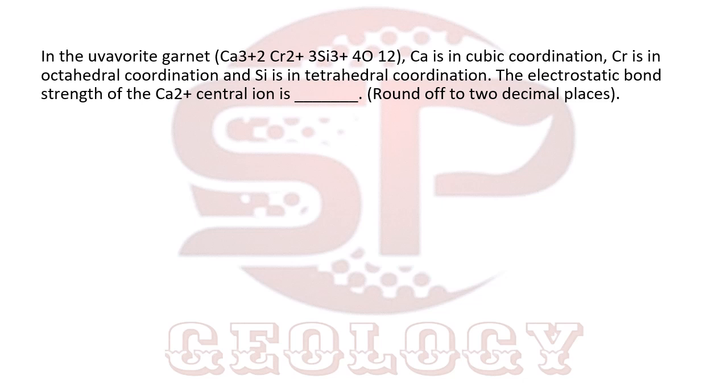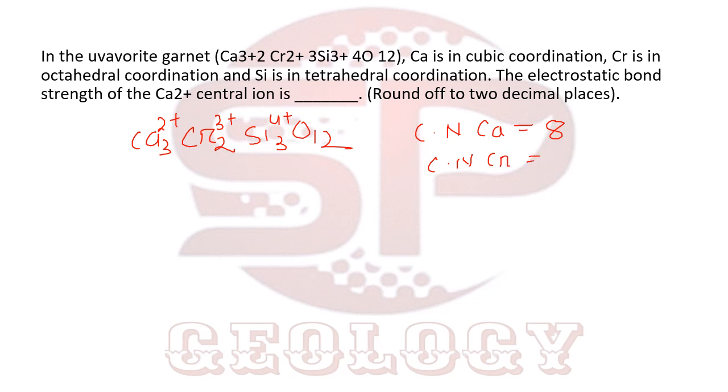Then in the uvarovite garnet, it has chemical composition of Ca3Cr2Si3O12. Ca is 2 plus, Cr is 3 plus, Si 4 plus. So Ca is in cubic coordination. So coordination number of Ca is given 8. Cubic coordination means 8-fold coordination. Cr is given octahedral coordination, that is 6, and Si coordination number is given 4.